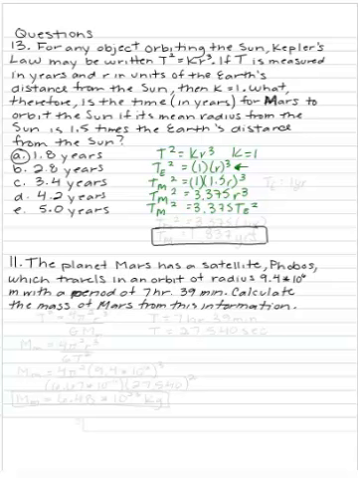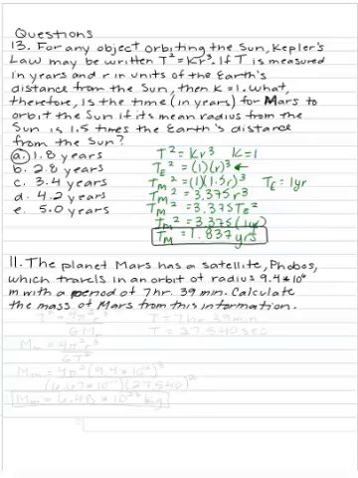Since we know the period of Earth is equal to 1 year, we can plug that in and get 3.375 times 1 year is equal to Mars's period squared. Therefore, the period of Mars, if you take the square root of both sides, is equal to 1.837 years on Earth. That is letter A.